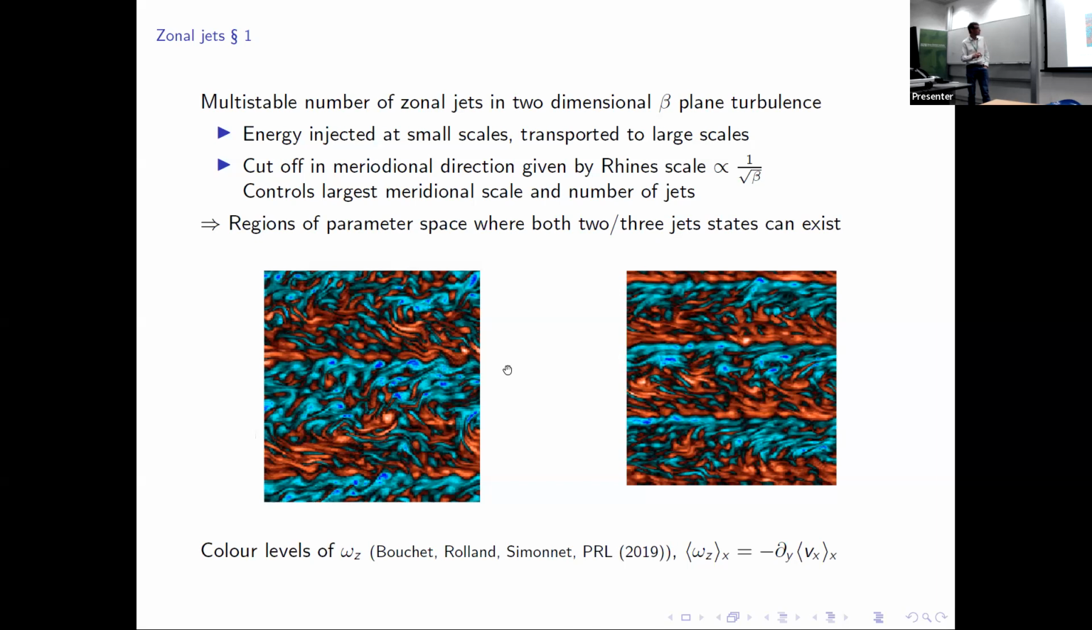And in the zonal direction, so in that direction x, there is no bound to the scales to which the energy can be transported. But in the meridional direction, the beta parameter introduces what is called the Rhines scale, which scales like 1/√beta. That's such a limit to the meridional scale to which energy can be transported. And that leads to the formation of what is called zonal jets.